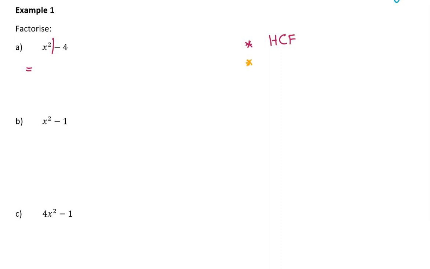So my second thing that I look for is I check, is this a difference of squares? So I say to myself, is there a difference? Well, yes, because there's a minus. Are there two terms? Well, yes, there are two terms. Are they both perfect squares? Yes, they are. Now, if it's a difference of squares, every one comes from a binomial times a binomial.